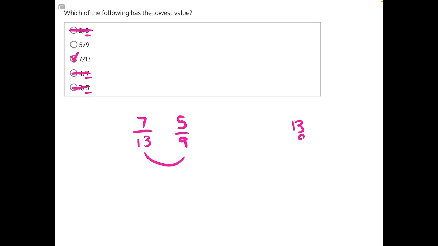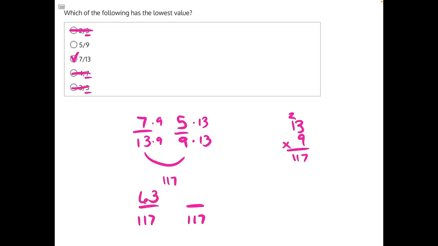So we'll do that off to the side. 9 times 3 is 27. 9 times 1 is 9, plus 2 is 11. So that means we'd have to multiply this by 9 and this by 13, which would give us 2 fractions with a denominator of 117, and then we would have 7 times 9, which gives us 63, and 5 times 13, we can pull that over here.